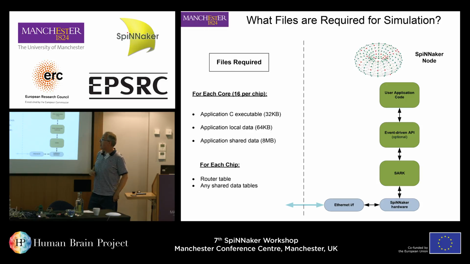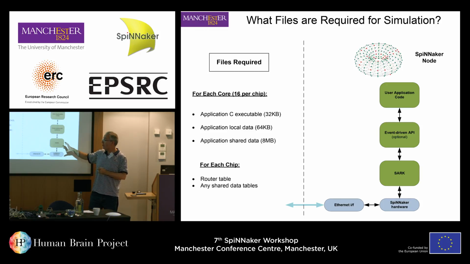Just so, again, this is just for background really, what's actually being loaded on here. Every core, and there are 16 per chip, needs a C executable, which is about 32 kilobytes, some local data for its data local memory, that could be neuron parameters, and what I call the application shared data, which goes to the shared SD-RAM. And that's usually synaptic data, which is by far the biggest data chunk that every core needs. And that can be up to 8 megabytes. If every core used its maximum allowance, that would be 8 megabytes of data.